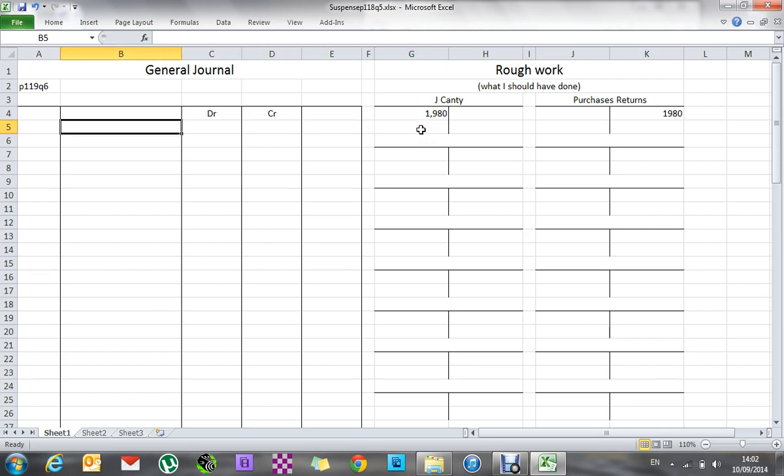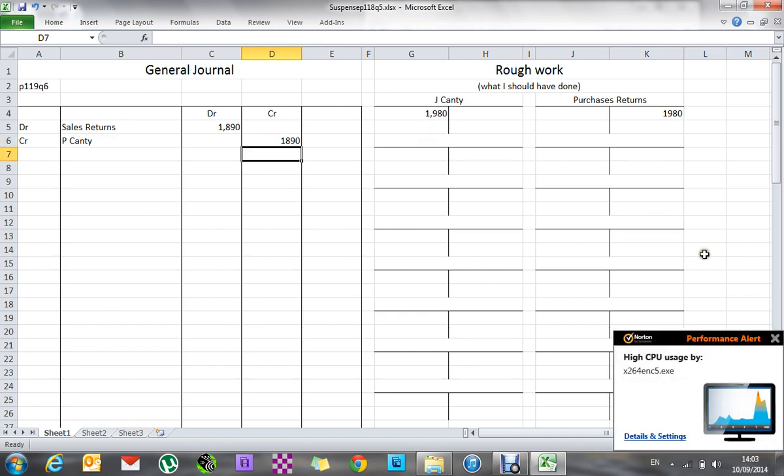So I'll go sales returns and P Canty. So I'm going to cancel that, and it says I was credited sales returns, so I'm going to debit sales returns, and the amount of money is 1890. So they put that in as the wrong one, so that's a debit. And it was debited to P Canty, a debtor, so I'm going to credit P Canty to cancel it, and we put it as 1890 in the P Canty account as well.